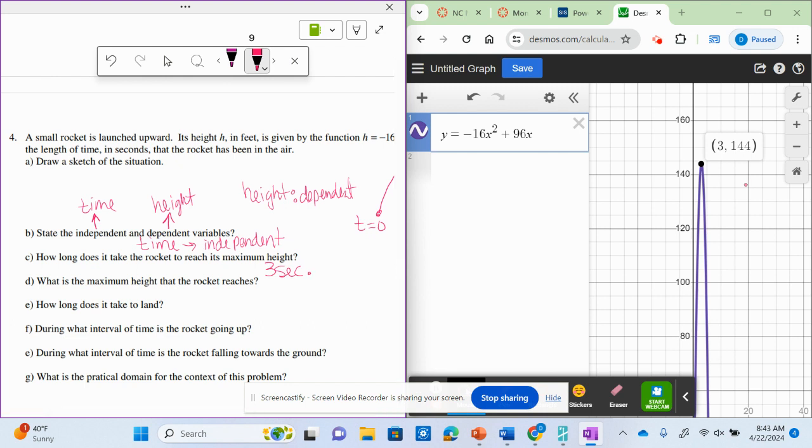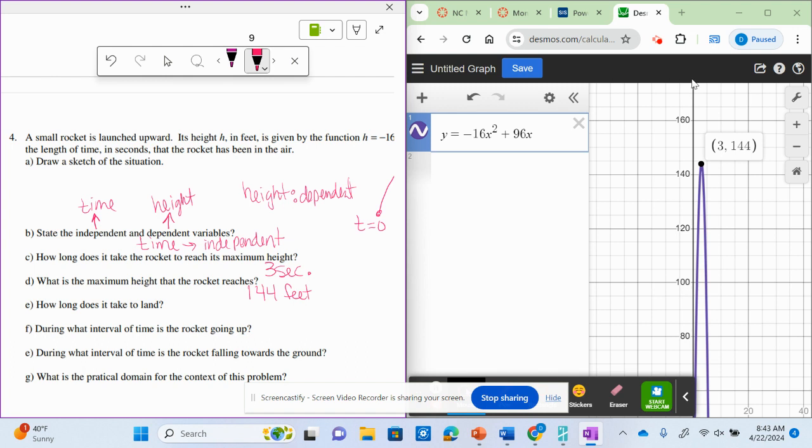What is the maximum height? 144 feet. If you forget your units, are you going to get that 100% correct? No, you got to use time as seconds and height in feet. It'll tell you if your height is in feet or in meters, okay?